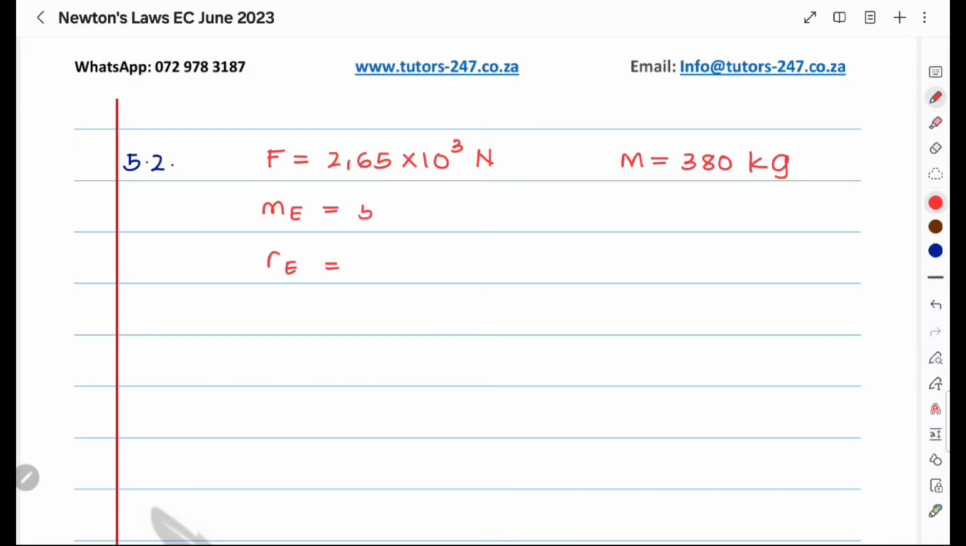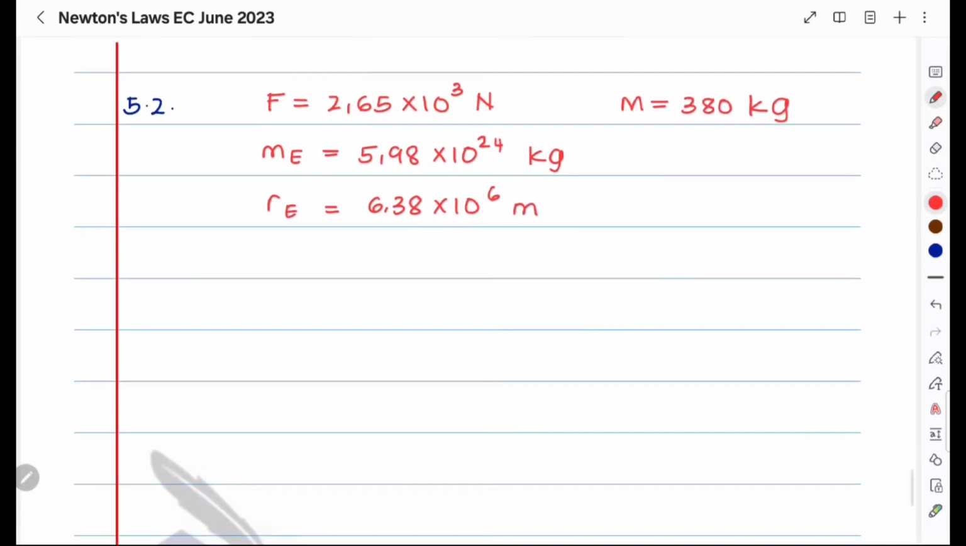So the mass of the Earth is 5.98 times 10 to the power 24 kgs. The radius of the Earth is 6.38 times 10 to the power 6 meters. And don't forget your universal gravitation constant is 6.67 times 10 to the power negative 11, and that is measured in newtons meters squared per kg squared.